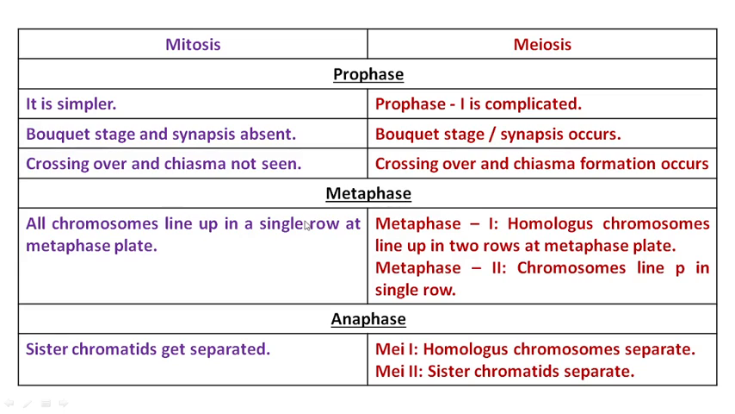If we talk about metaphase, all the chromosomes, all the 46, line up at the metaphase plate. While in metaphase 1 of meiosis, the homologous chromosomes line up in 2 rows. There will be 2 lines of chromosomes, and in metaphase 2, there will be a single line again. Anaphase, the sister chromatids get separated in case of mitosis, while in meiosis, in anaphase 1, the homologous chromosomes get separated, and in anaphase 2, the sister chromatids get separated.